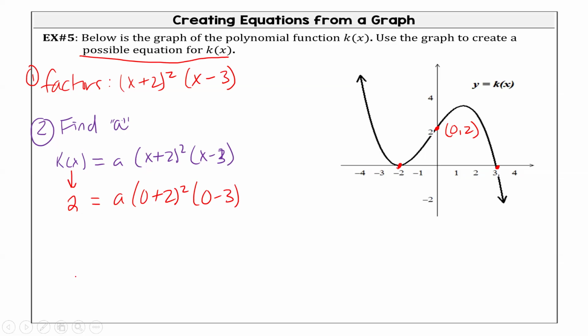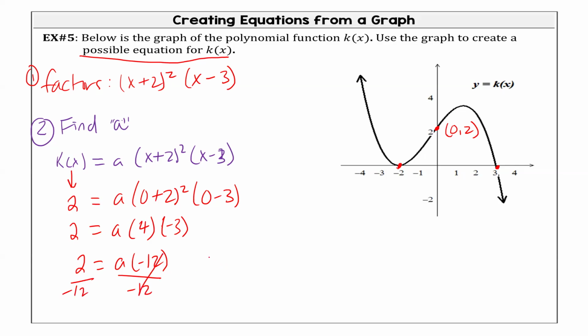Do we have the tools and our resources to solve for A now? Yes, we do. So we're going to solve for A. 2 equals A times, what is 0 plus 2? What is 2 squared? 4. What's 0 minus 3? Negative 3. What is 4 times negative 3? A times negative 12. What do I need to do to get A by itself? Divide by negative 12.